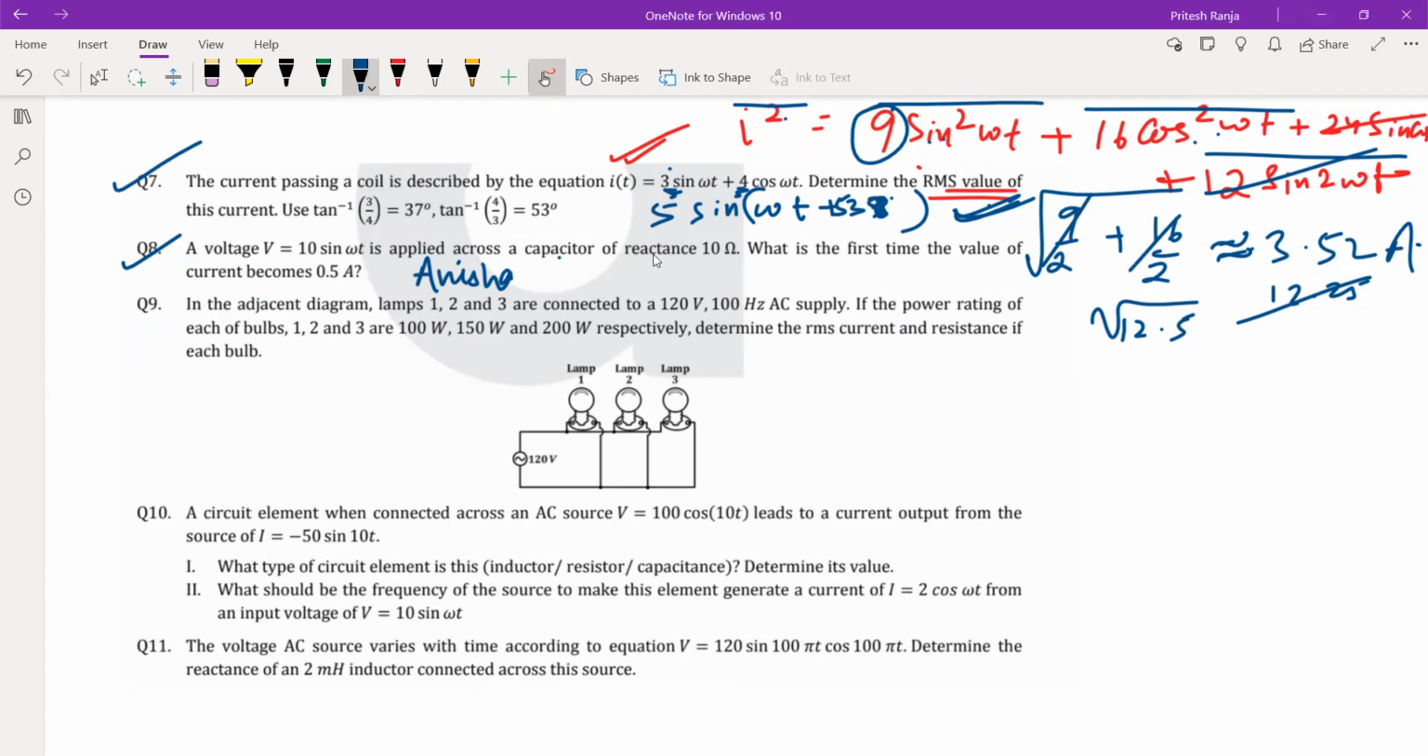Voltage is applied across a capacitor of reactance, that means Xc is given as 10 ohm. What is the first time the value of current becomes 0.5 ampere? Well, you can find the expression of current. Current क्या होगा? 10 by 10, so it will be 1 sin omega t, and there will be some phase as well, right? In case of capacitance, this is plus 90 degrees. So when does the current become 0.5 ampere?